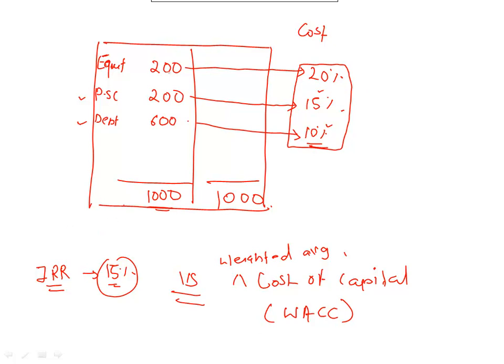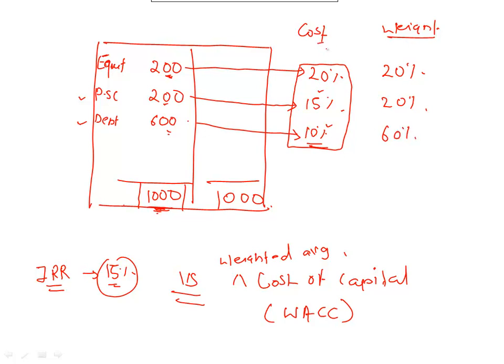I will say my equity is 200 and my total capital is 1000. So what is my weight of equity in my total capital? 20%. Equity 200, total capital 1000, so weight of equity is 20%. Preference share 200, total capital 1000, weight of preference share is 20%. Debt 600, total capital 1000, weight of debt is 60%.